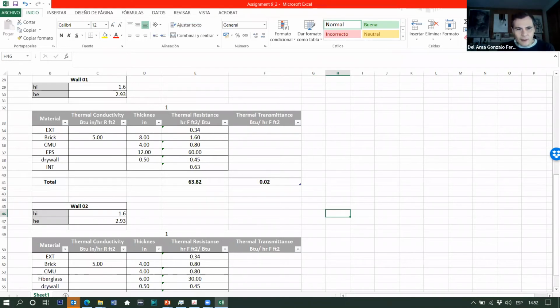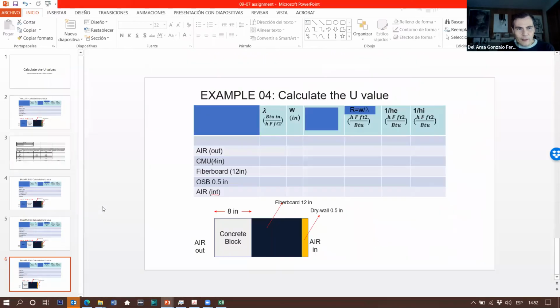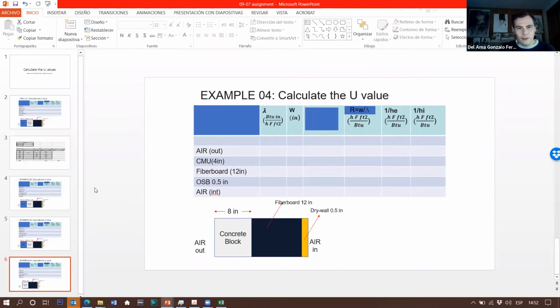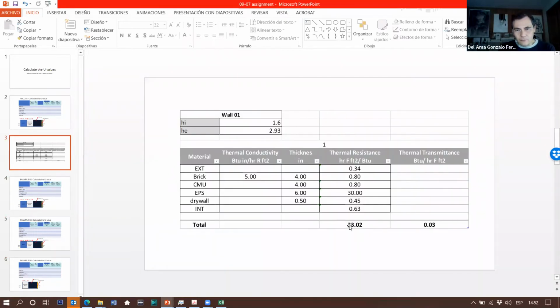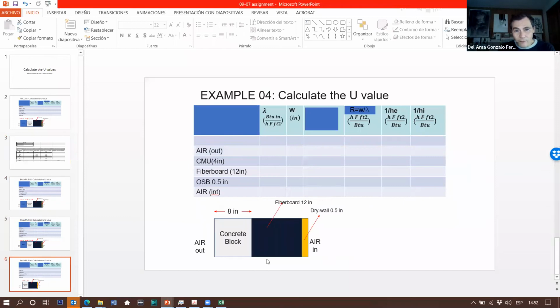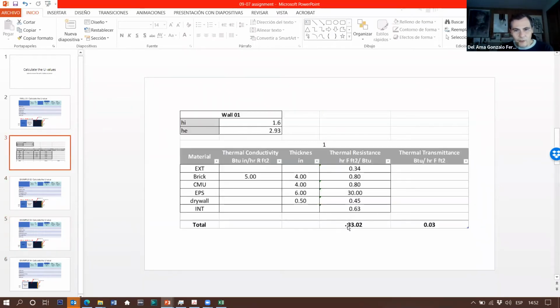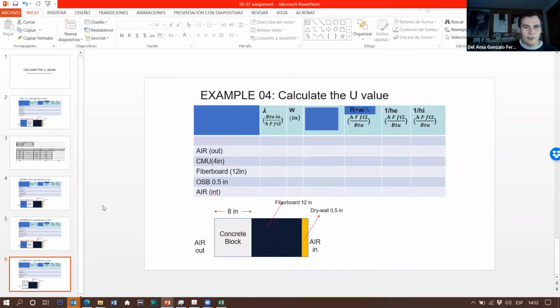So this is it. Now remember that you have to work with the assignment. You have to open the assignment and you have to calculate four different walls. Here we have a 12-inch fiber board. Probably this one would be above 50, I don't know, because this is fiber board. I haven't calculated that. But most likely those two walls here, the total R value won't be above 50. And let's see the fourth one and see what happens.